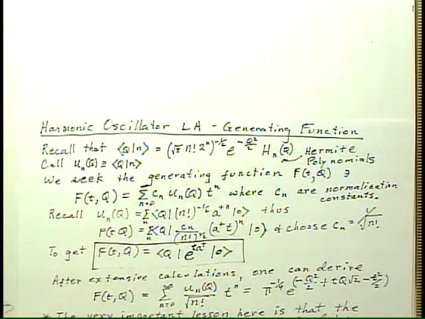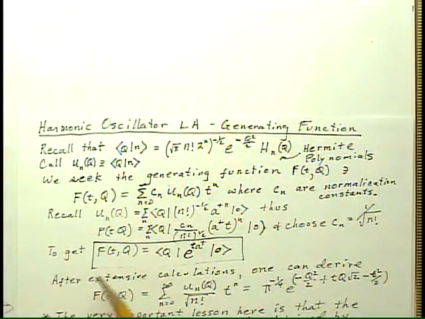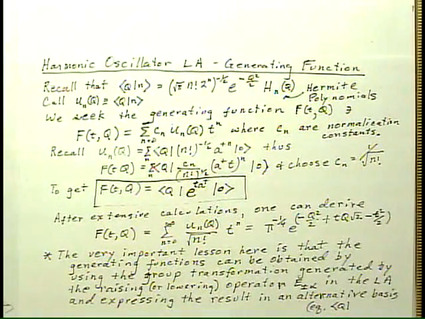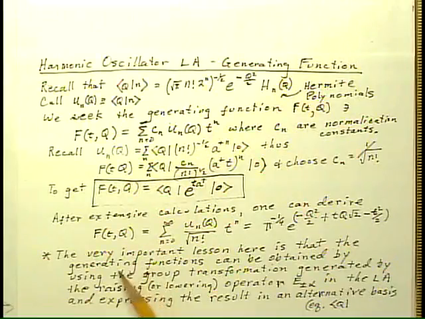Now there's a very important lesson to be learned here: if we want to find the generating function associated with some Lie algebra, then we can find it by exponentiating the raising or the lowering operator, in this particular case the raising operator. This exponentiation of the raising operator will give us all of the different functions in an expansion automatically. Now, after extensive calculations, we can actually derive what this is in a closed form.